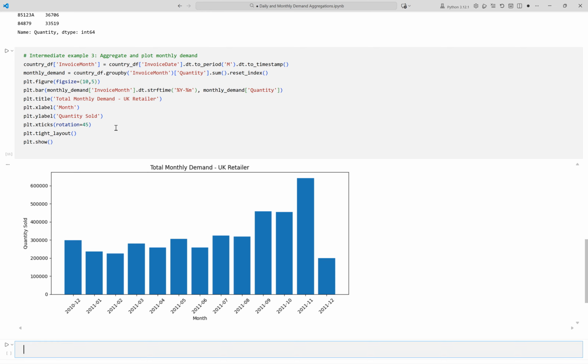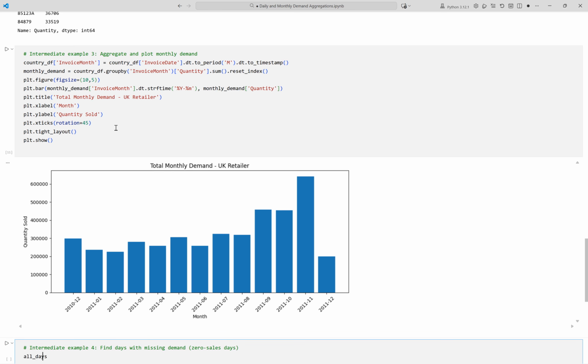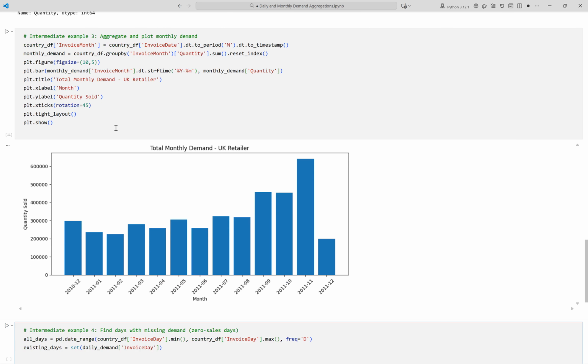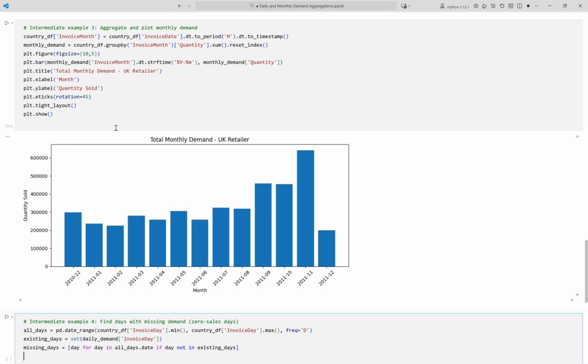Many companies neglect quiet days, so let us see if our data has any days without sales. We create a date range covering the whole dataset period. We create a set of days that do have transactional demand. We create a list of days that are missing from the dataset. We print how many no-demand days exist. We print the first few such days to investigate further.